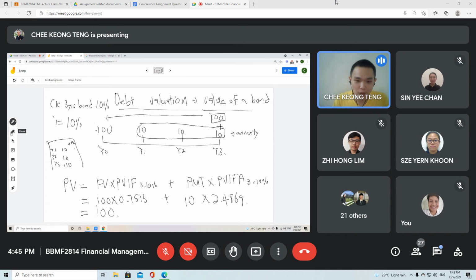But I recommend you all to use this formula because it is faster. 3 years, no problem. If 10 years, you use the table, year 1, year 2, year 3, year 4, year 5, until year 10, then you'll be wasting a lot of time in the exam. So better use this one. Because usually for a bond, there will be a final value and annuity. Then you add everything up, it will be the present value, as simple as that.